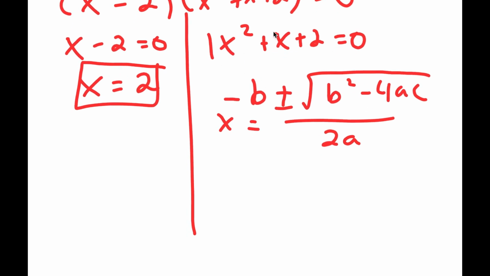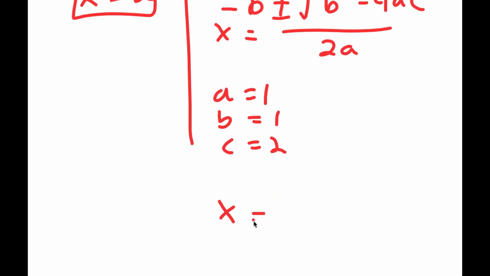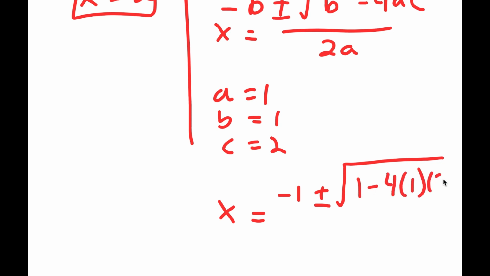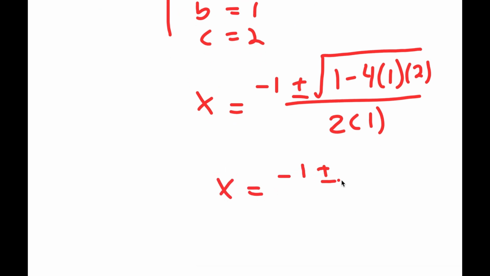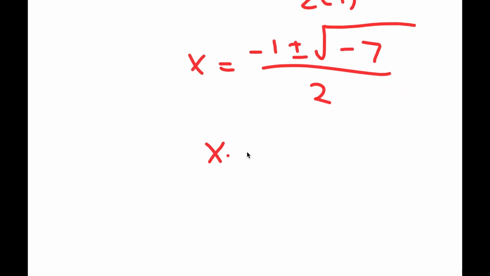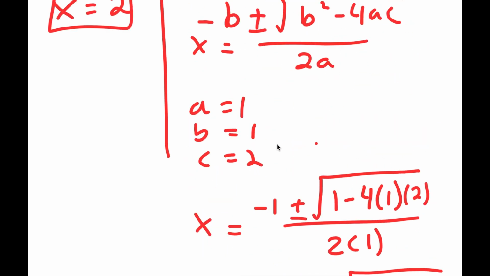So in this case, a is 1, b is 1, and c is 2. So I get x is equal to negative 1 plus or minus the square root of 1 squared, which is 1, minus 4 times 1 times 2 all over 2a. And now this is equal to negative 1 plus or minus the square root of 1 minus 8, which is negative 9. Or sorry, negative 7. Now I have this over 2. And this is equal to negative 1 plus or minus the square root of 7i over 2. So these are my three solutions.